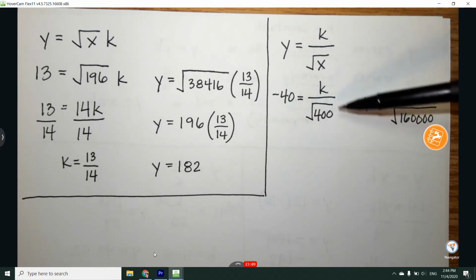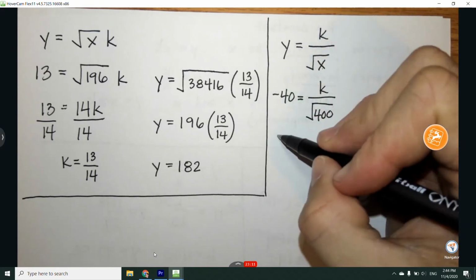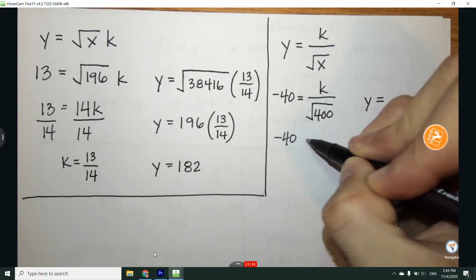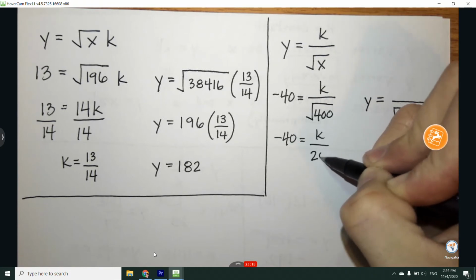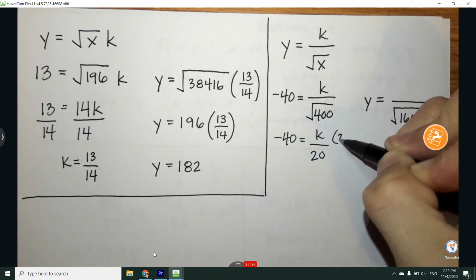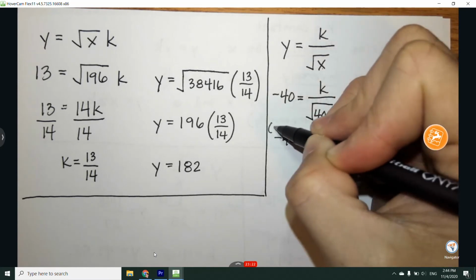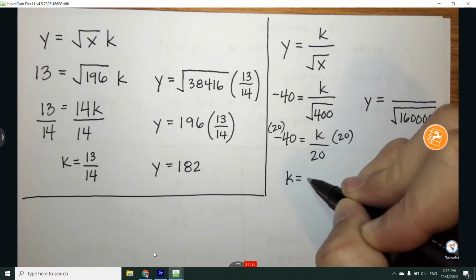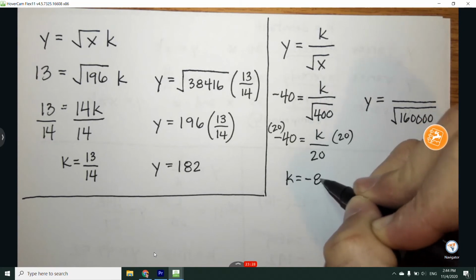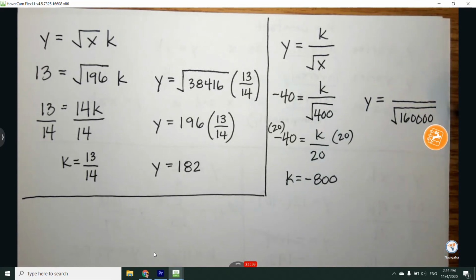First, we're going to take the square root of 400, and that's going to tell us that we got k over 20, right? And then we can just multiply by 20 on both sides of our equation. Okay, that's going to tell us that k equals negative 800. And so we're going to put negative 800 on top because that's what our k is now.